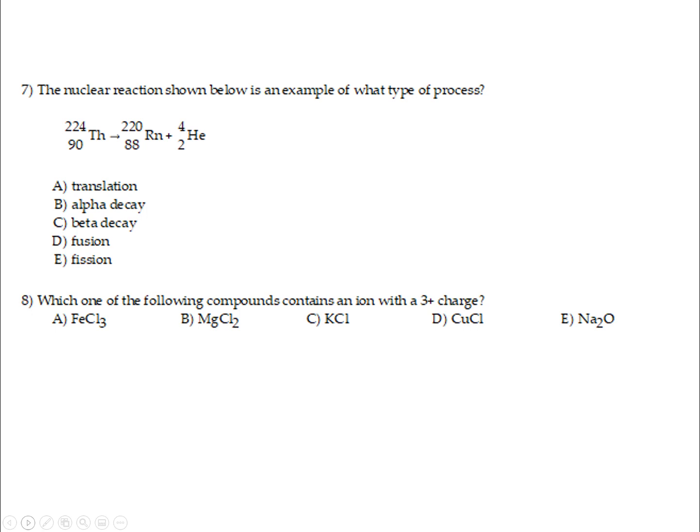The nuclear reaction shown below is an example of what type of process. This was chapter 5, where we talked about nuclear chemistry. There's all these different particles that you need to recognize, and you need to remember how to do the different decay methods like alpha decay, beta decay. Remember what fission and fusion are. So there's a lot of terminology there. And there's some things to remember. Not really math heavy, though.